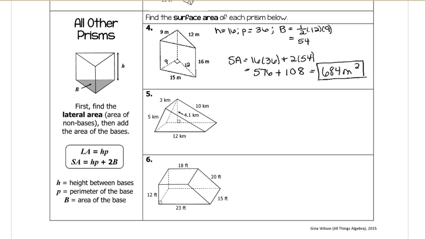We got LA is lateral area, Los Angeles, right? Find the lateral area, then add the area of the bases. So we are going to find the height, perimeter, and area. So in order to find the lateral area, we have to figure out what our bases are.